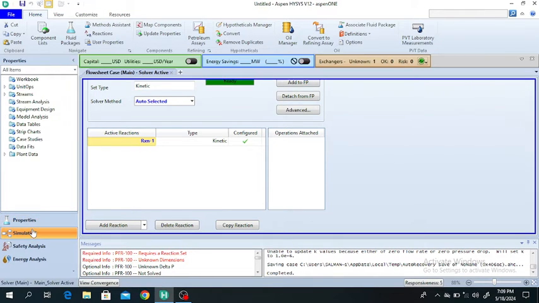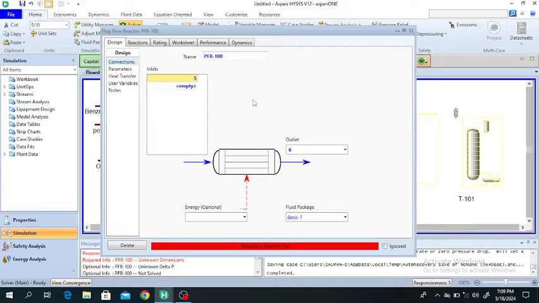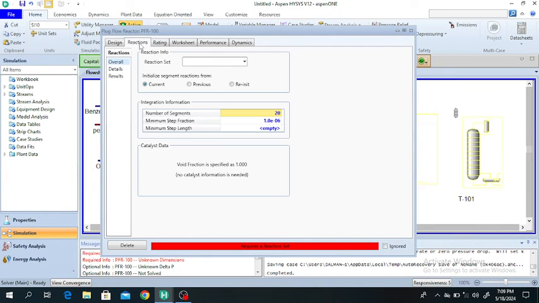Now we will go to the simulation, and here this is the reactor. Double click on the reactor, and here it requires a reaction set. So we will go to the reaction and add our reaction. The reaction set number 1 is added. Now the error shows unknown dimension: what is the length of your reactor, what is the diameter of the packed bed reactor.